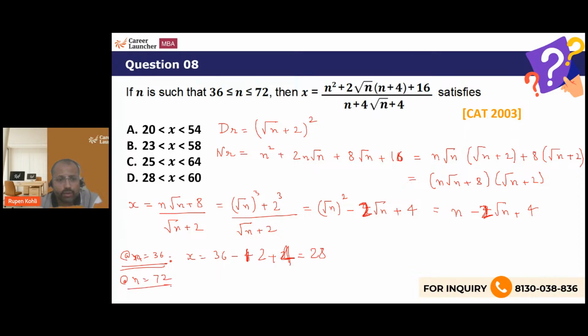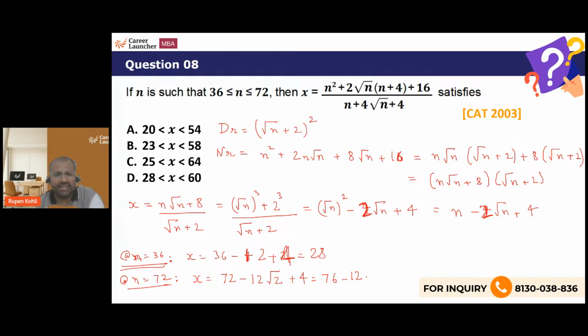Now at 72, I'm not going to get a very nice expression because it will involve square root, because square root of 72 is not a whole number. Nevertheless, we are getting basically 72 minus 2 into root 72 will be 12 root 2, right? Root 72 is 6 root 2. And so this is giving me 76 minus 12 root 2.